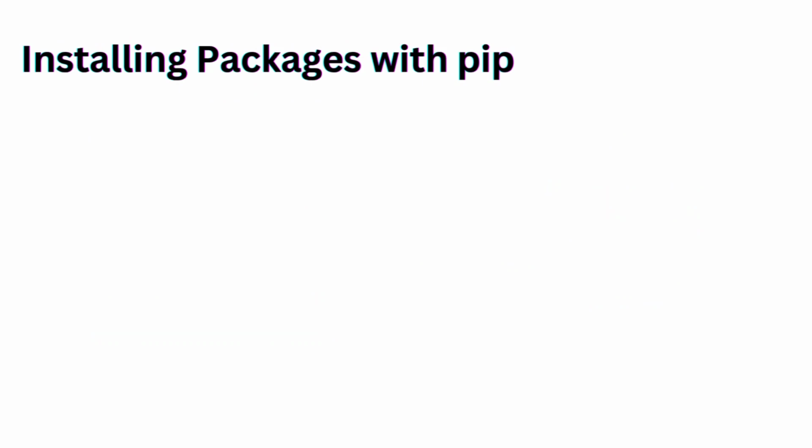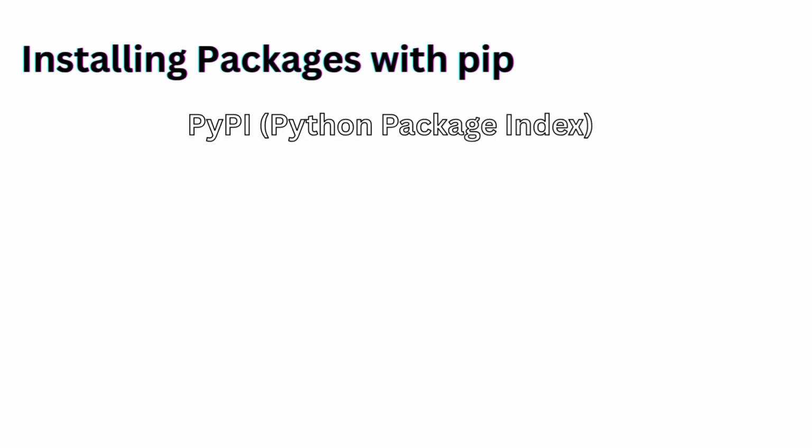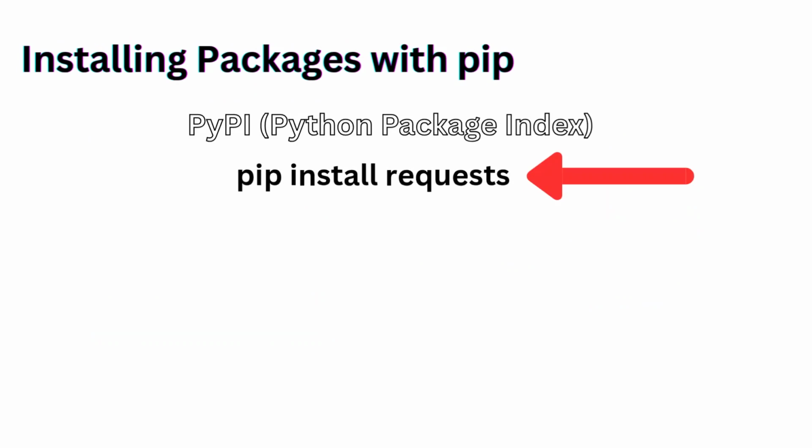Let's talk about installing packages with pip. Pip is Python's package manager. It lets you download and install thousands of packages from PyPI, the Python Package Index. Here is the example: installing requests for HTTP requests. pip install requests is the base command, and then use this code in your Python.